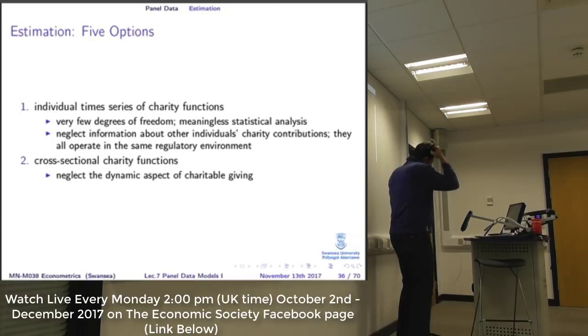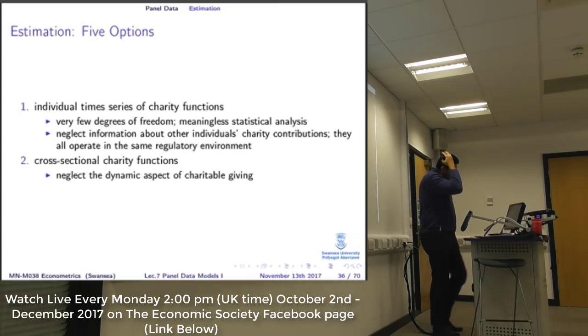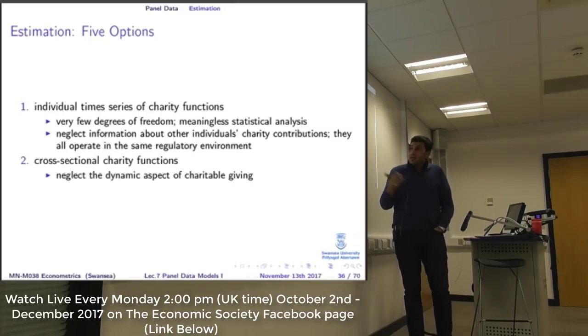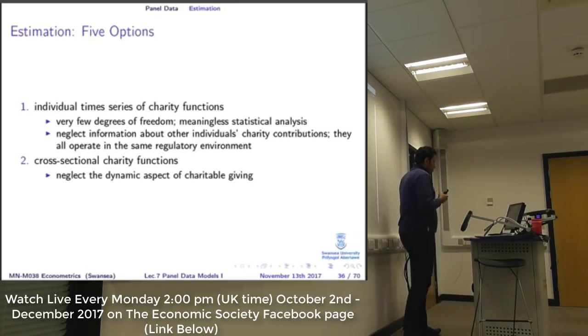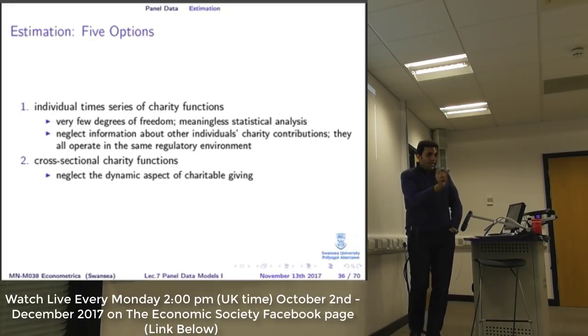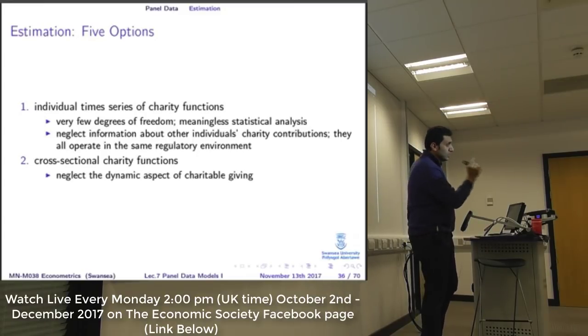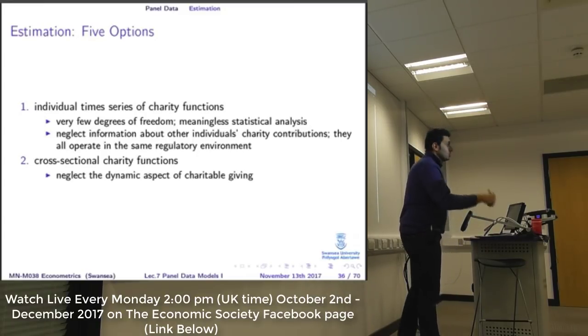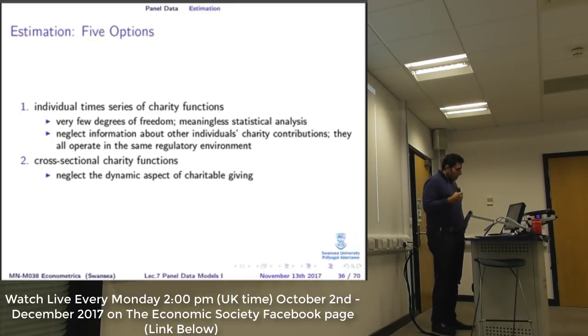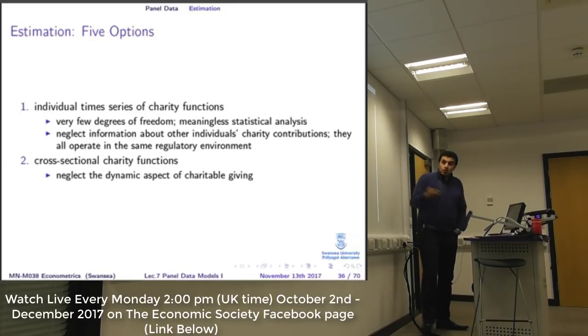Basically you will have this regression for 10 data points. It's not really very meaningful. We have very few degrees of freedom with 10 data points, and this will neglect information about other individuals' charity contributions, because you will have a regression model for each individual separately. You're losing so much information because you're ignoring the information in the data set about other people at the same time.